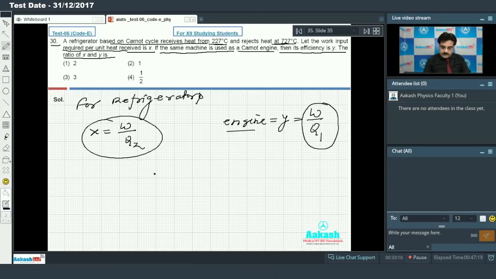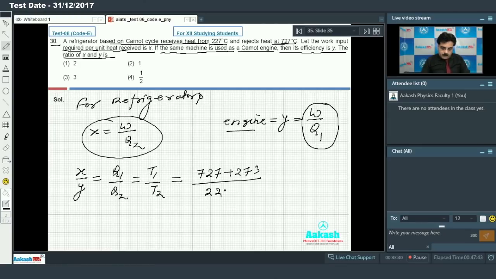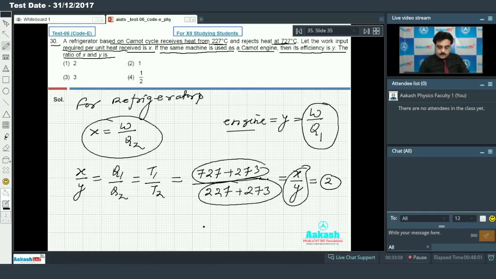To find X upon Y, I am going to take the ratio X upon Y, that is Q1 upon Q2, and you know Q1 upon Q2 is T1 upon T2. As per the question, T1 is 727 plus 273 and T2 is 227 plus 273. So we'll get X upon Y equal to 2, because this is a simple calculation, so you can do it. X upon Y is equal to 2. So we can say my option number 1 is correct. Let's move on to question number 31.